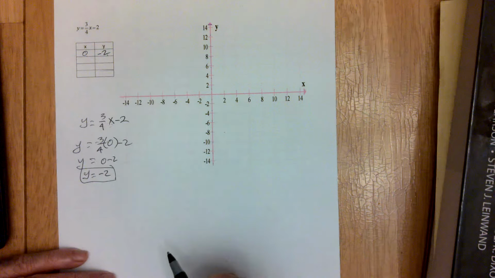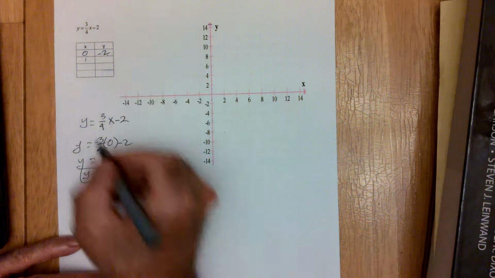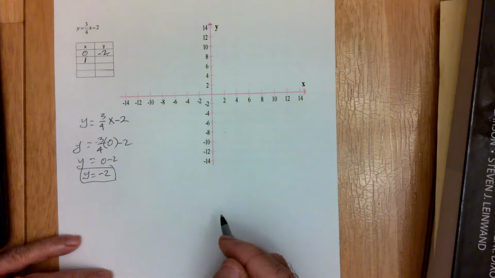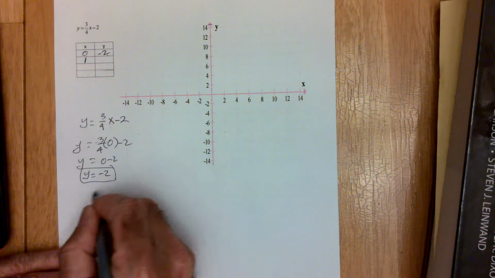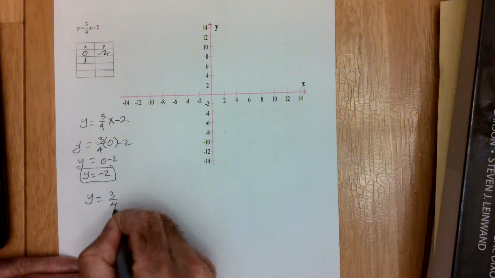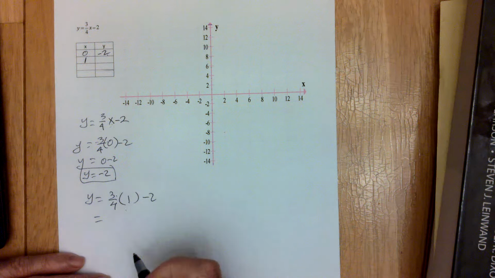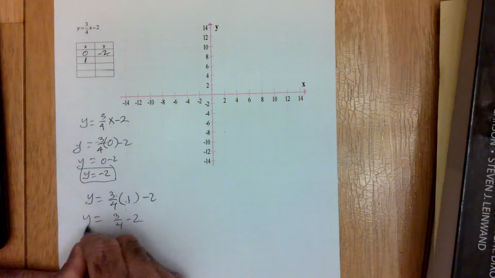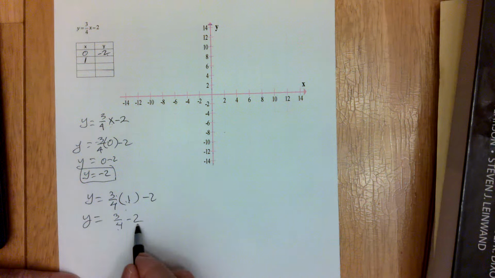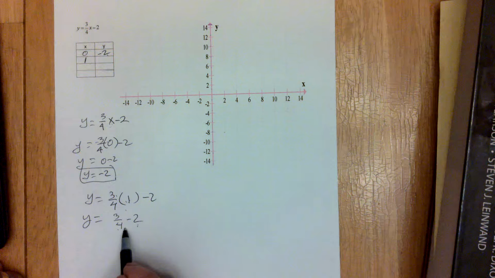So that's our first point. Okay. The second point, we might be tempted to use a small number because small numbers are often easy. Number 1, for instance, is an easy number to calculate because we get 3/4 times 1 minus 2. Now 1 times 3/4 is very easy to calculate because 1 times any number remains unchanged. But we have a fraction minus a whole number or an integer combination, and that might bother some people.